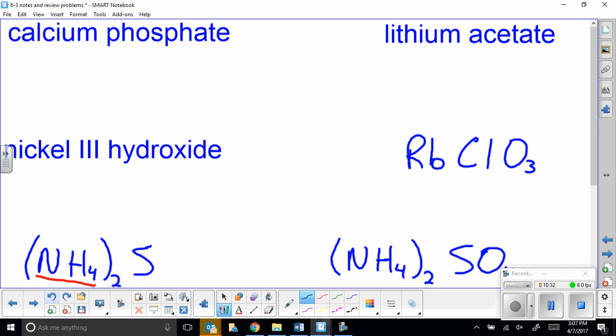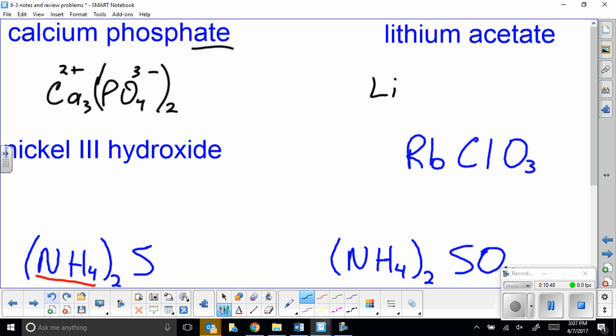Continuing here, we've got this ATE ending. So now, if I'm given names, I'm writing formulas. Calcium is a 2 plus. Phosphate is PO4, 3 minus. I'm going to crisscross the 3, parentheses, and crisscross the 2. Lithium acetate, C2H3O2, 1 plus, 1 minus. I don't need to crisscross, and I don't need parentheses because there's only 1 of them.